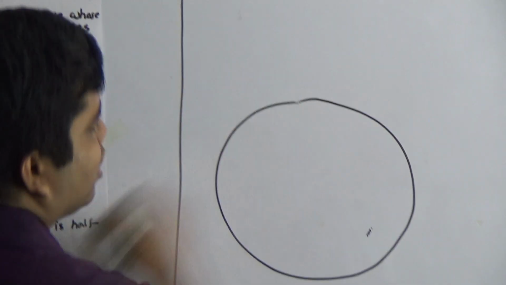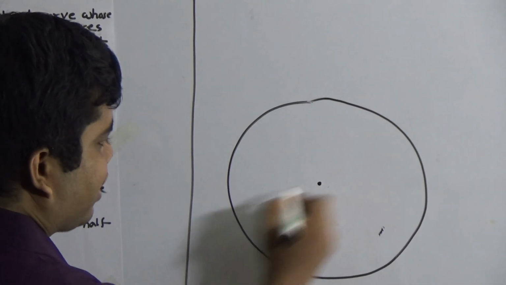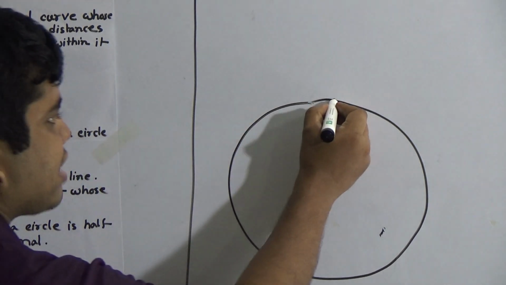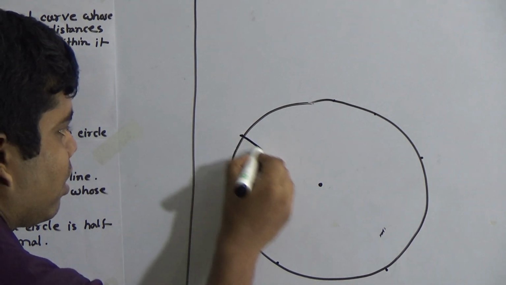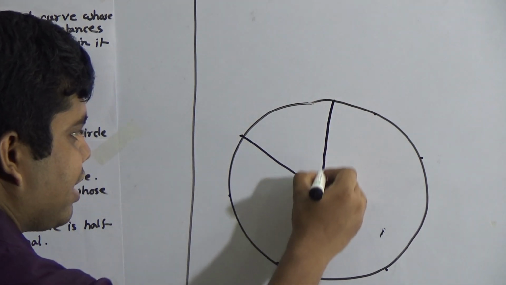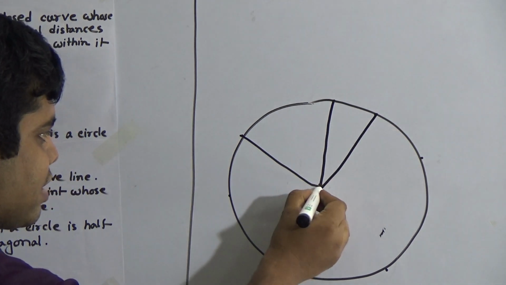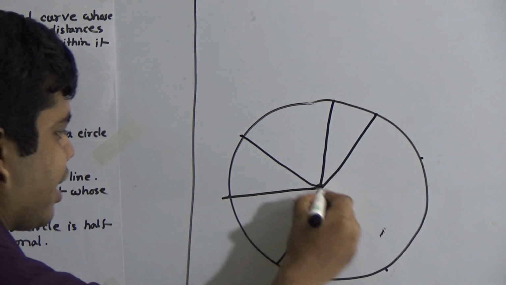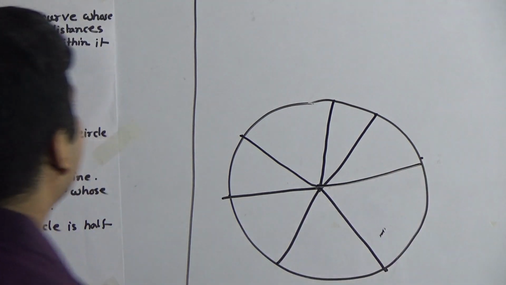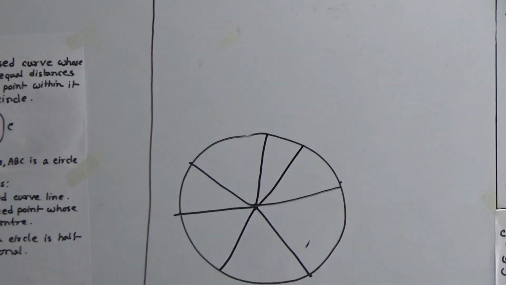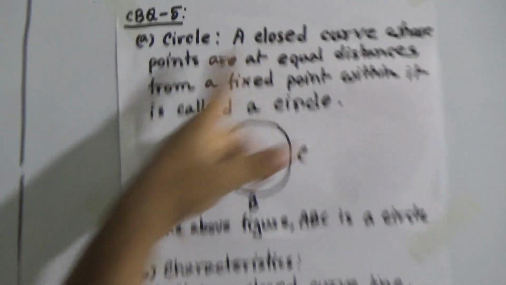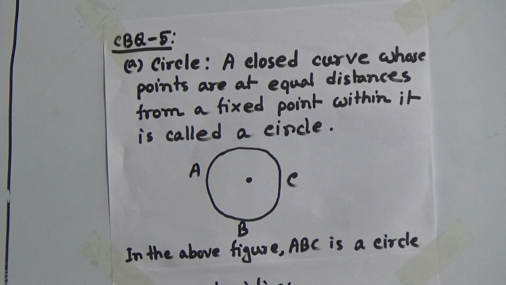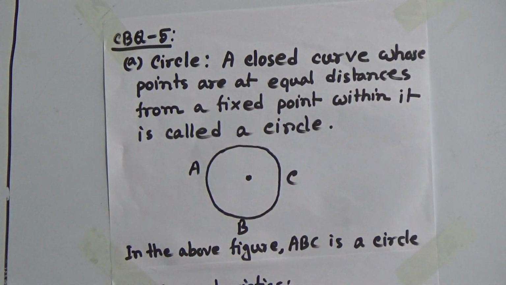My dear student, suppose this is a closed curve, and there is a fixed point within it, and all the points, this point, this point, this point, are maintaining the same distance from the center. Okay, I hope you have understood. They maintain the same distance from the center. This fixed point's name is center.